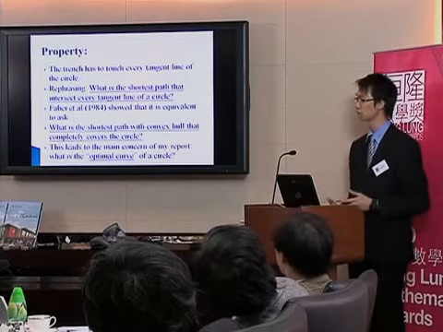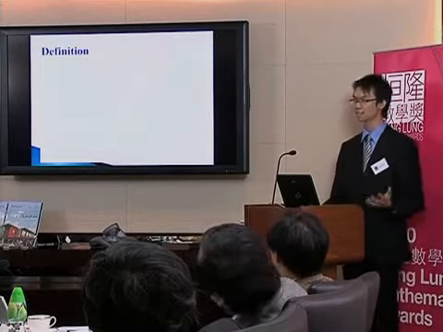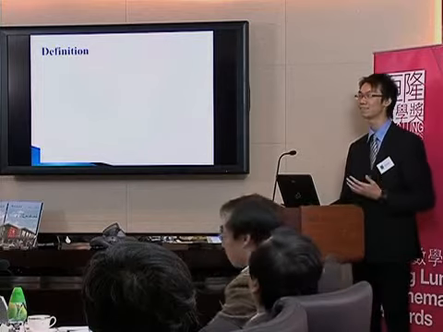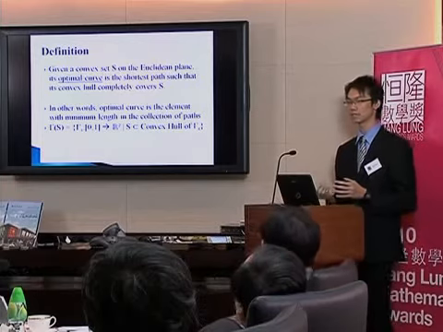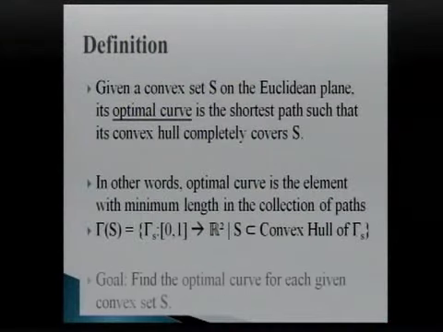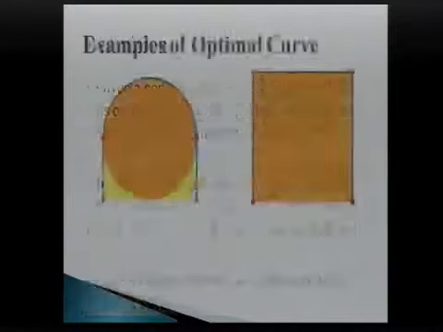What's the optimal curve of a circle? You may ask, what is the optimal curve? So now let me give you a definition. It is the shortest path such that its convex hull completely covers a given convex set S. And our goal today is to find the optimal curve for each given convex set S. It can be a rectangle or circle or ellipse.